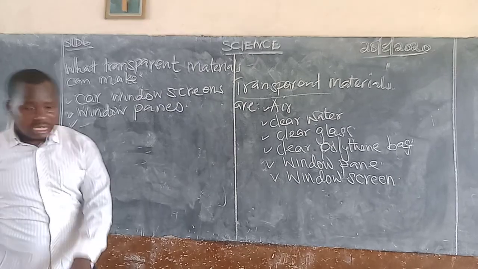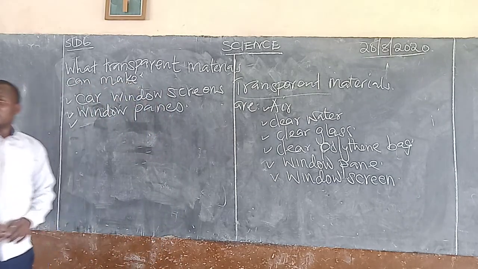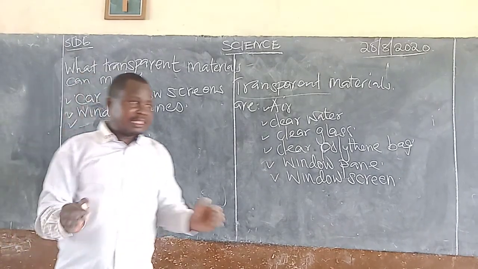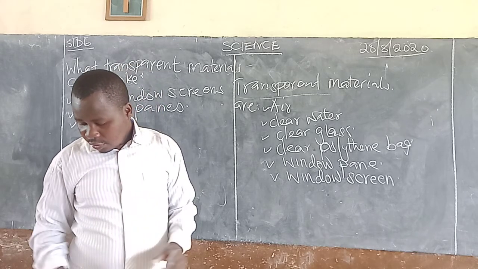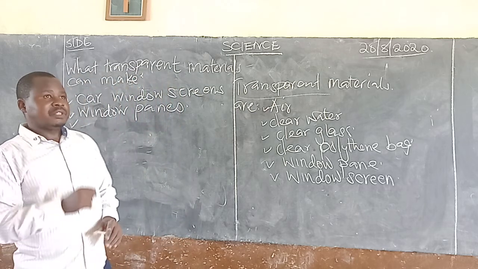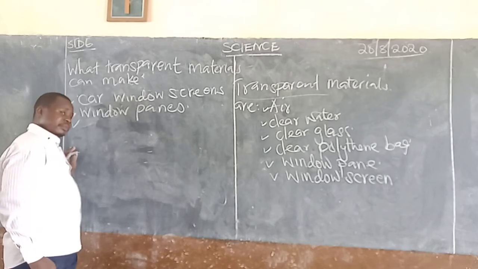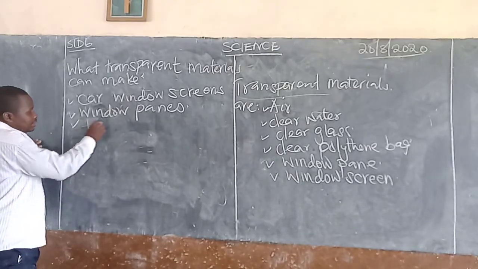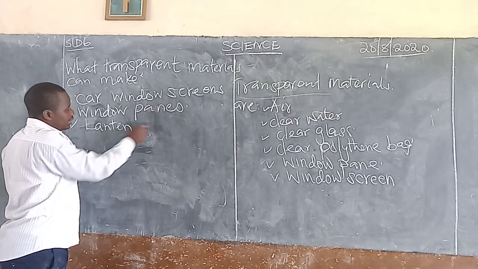They can also make the lantern glasses. I don't know whether you know the lantern lamp. Some of you have them at home. If you don't know, you can check the primary exercise book, page 58, 59, I think. On page 59 you see the lantern lamp there. So we have also the lantern glass.